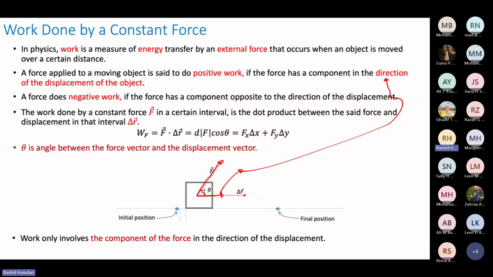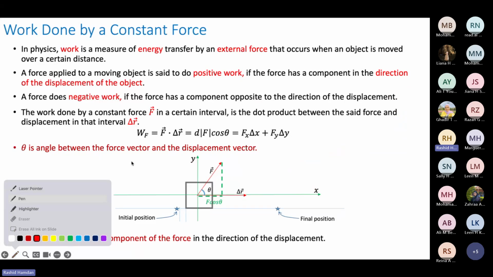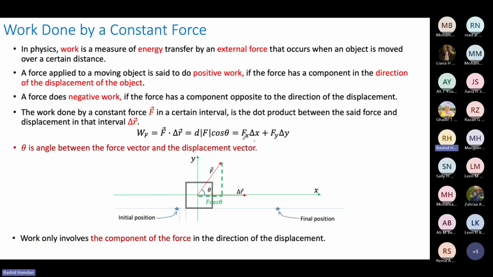Now, easier to calculate is to choose an axis and look at the components. So I can choose the x-axis and the y-axis, and I can split my dot product into a term that comes from the x component and a term that comes from the y component. So I have Fx delta x, the component of F on the x-axis times the displacement on the x-axis, plus Fy delta y, the component of the force on the y-axis times the displacement on the y-axis.